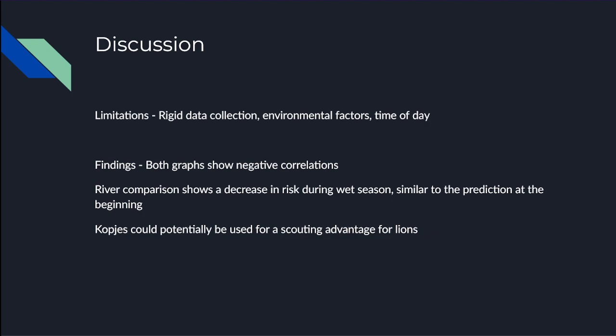So the findings themselves, both graphs, like I said before, showed negative correlations. So the closer the camera was to one of these landmarks, the higher the lion risk was, both during wet and dry seasons. And the river comparison shows a decrease in risk during wet seasons, like one of our predictions said at the beginning, because animals don't need to huddle around rivers the whole time for their only source of water. And kopjas, we assume, could be used potentially for scouting advantages for lions because it gives them a high point of view over giant flat land, which also could increase the risk.